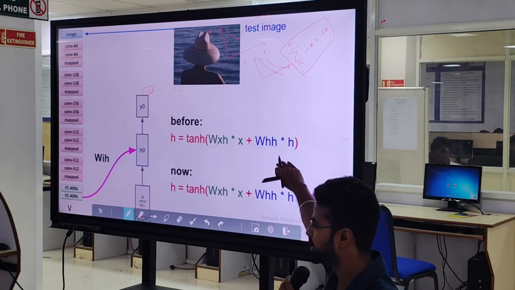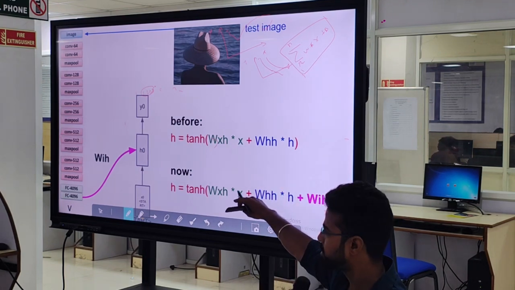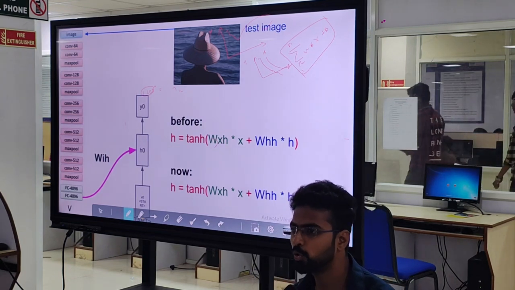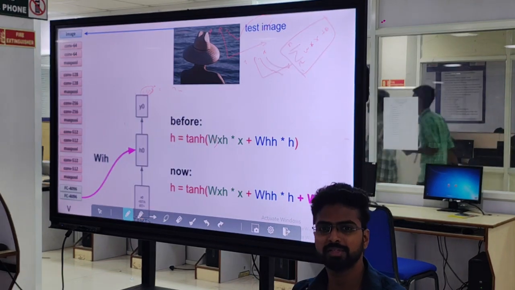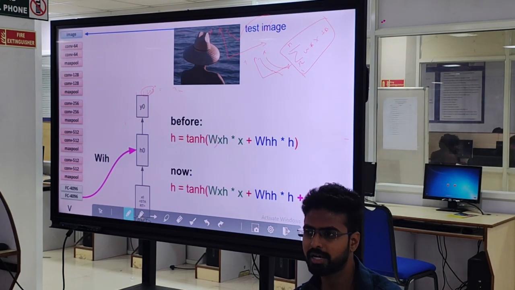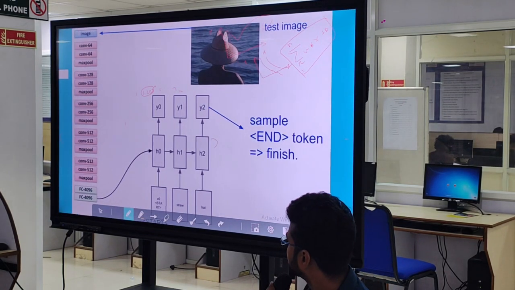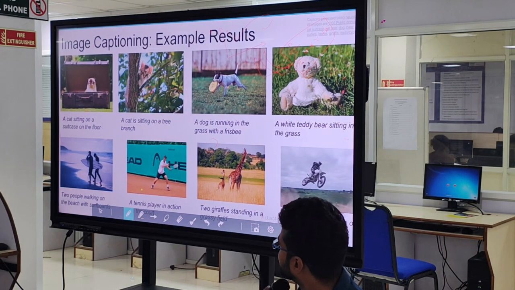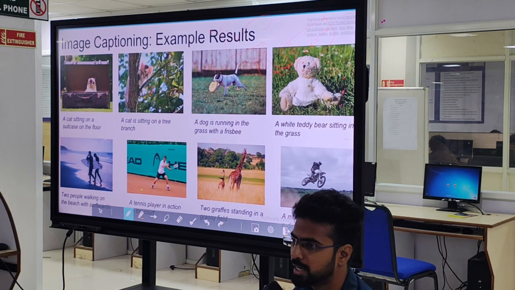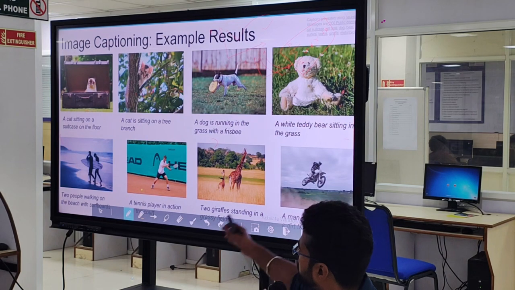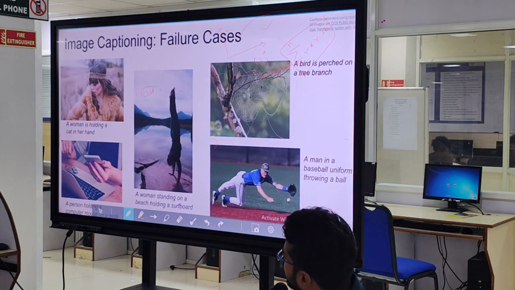So this is a traditional equation. On top of that, when you are using images, your equation will be mutated in such a way, because even though we are doing the dimensional reduction, it is playing with the three-dimensional information to understand various parts of your images. This is the process I have mentioned here. And these are all the image captions generated by the RNN architecture: a cat is sitting on a suitcase on the floor, a cat is sitting on a tree branch, and so on. Various captions are there, and some failure cases also.